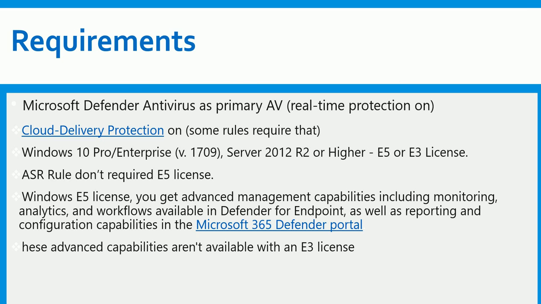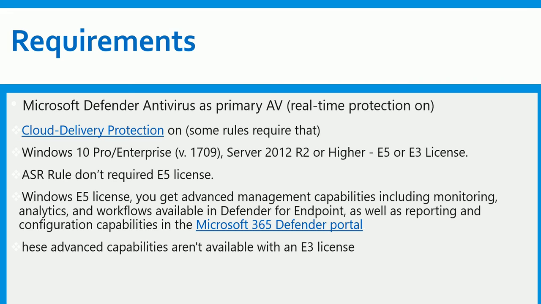Second, cloud delivery protection must be on as well. Here is a little explanation about the Windows version. For more detail, you can go to the Microsoft site and check quickly, because this changes every year or frequently, whenever a new release is launched for Defender. Windows 10 minimum version 1709 and servers minimum version 2012 are required.